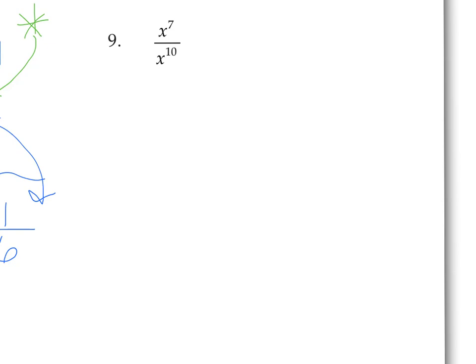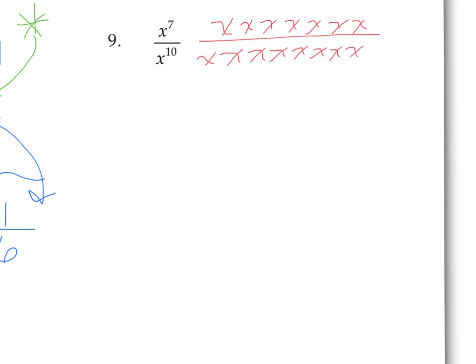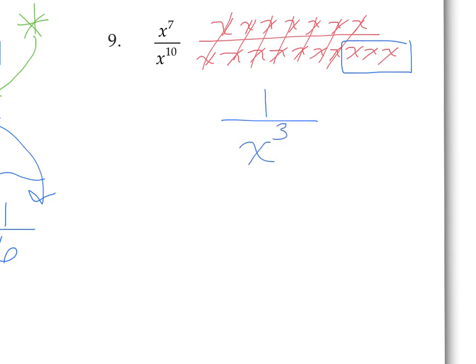All right, here we have 7 x's over 10 x's. When we reduce them off, you're going to see there are 3 x's, and they're in the denominator of the fraction. So we have x cubed in the denominator with a 1 in the numerator.